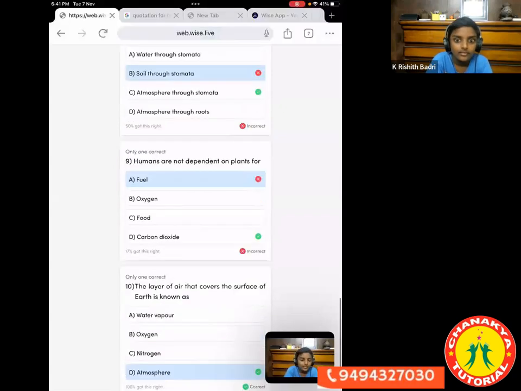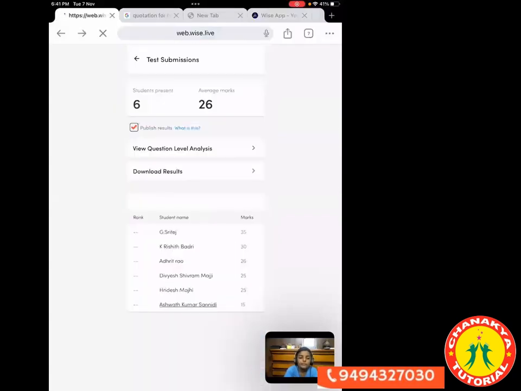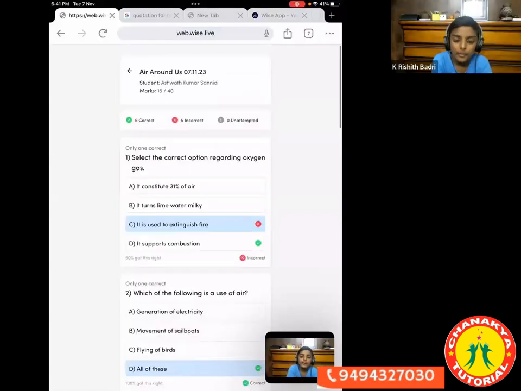First, we'll see Ashwant. What happened to Ashwant? Ma'am, I have a doubt. In the question, they gave that humans are not dependent on plants for what, ma'am? So, humans are not dependent on plants for fuel also, no?